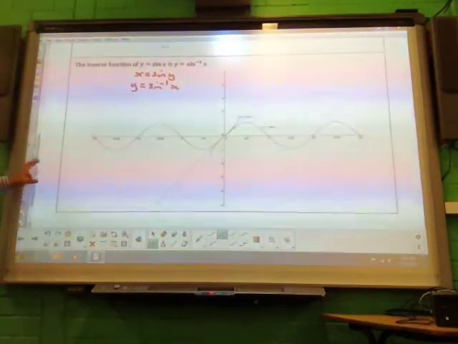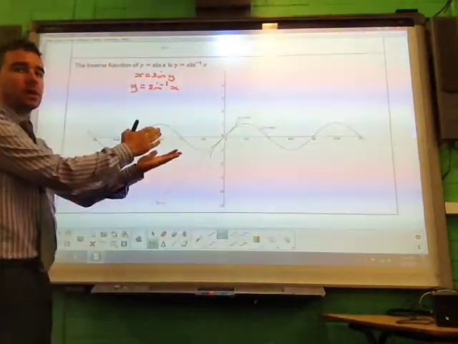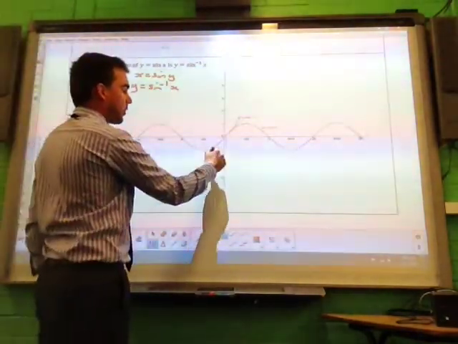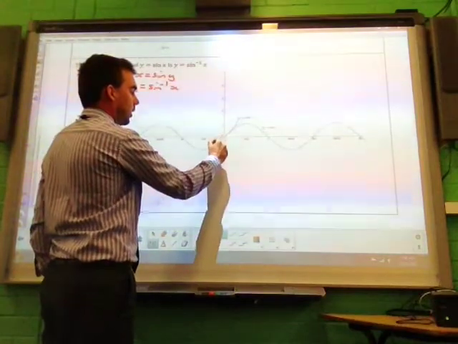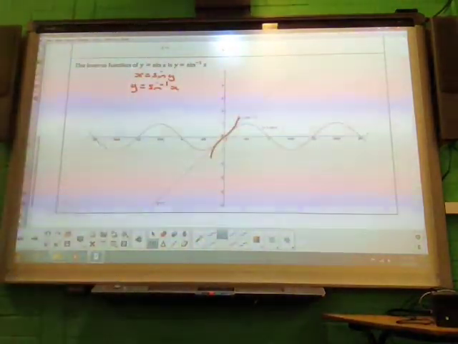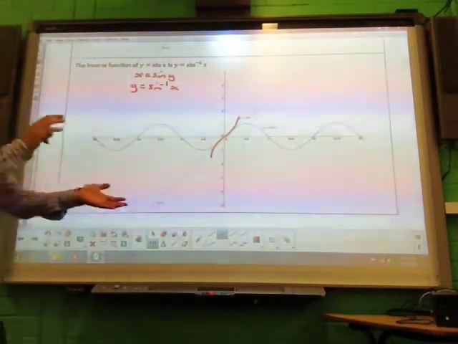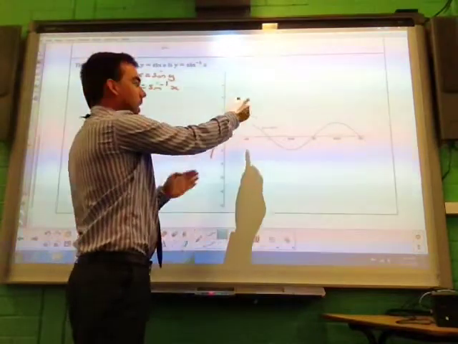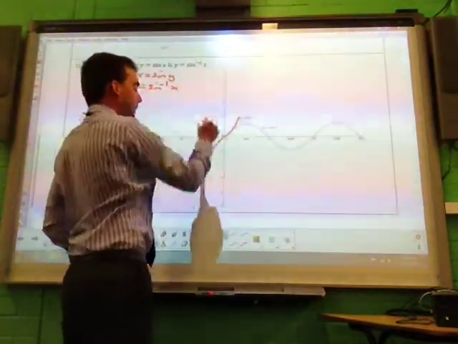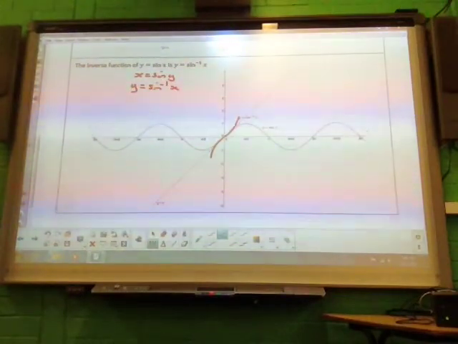Right, so we've got the sine curve there. We've got the line y equals x, and if we fold it over, we're going to get the graph of sine inverse x as that section there. Now, we have to restrict the domain when we have the inverse function, because otherwise it's just going to keep going like that and fail the vertical line test. So that's why we have to restrict the domain.